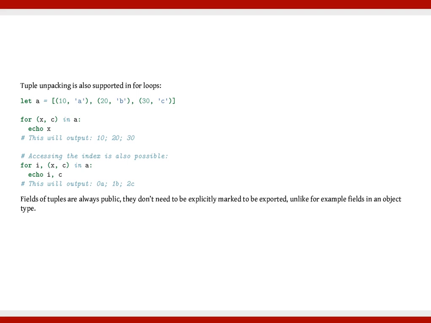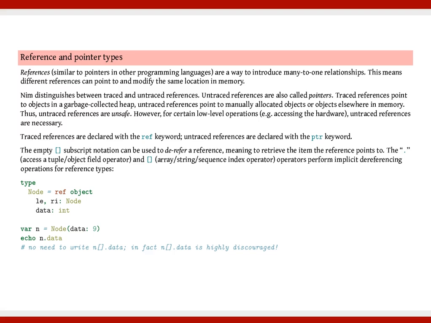let a = [(10, 'a'), (20, 'b'), (30, 'c')]. for (x, c) in a: echo x # This will output 10, 20, 30. # Accessing the index is also possible. for i, (x, c) in a: echo i, c # This will output 0a, 1b, 2c. Fields of tuples are always public, they don't need to be explicitly marked to be exported, unlike for example fields in an object type. Reference and pointer types.